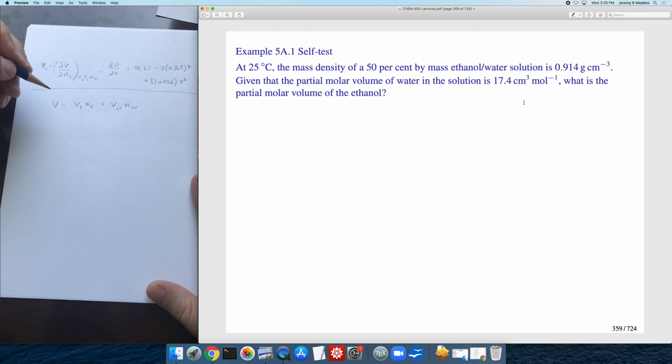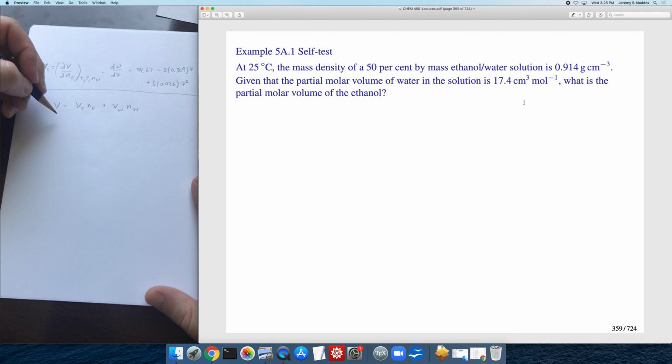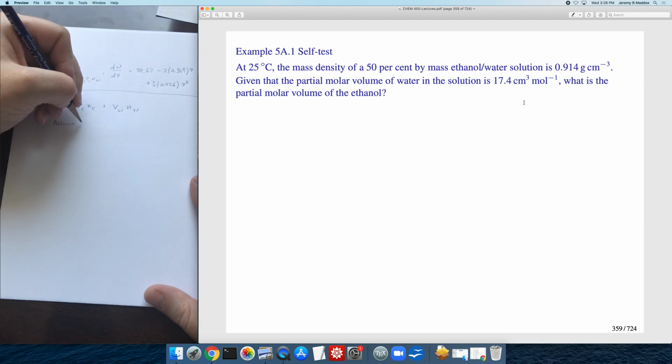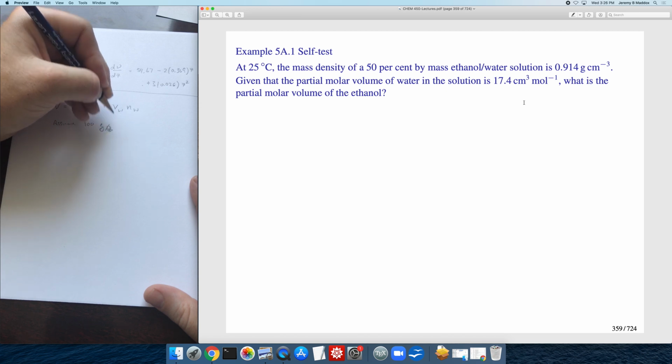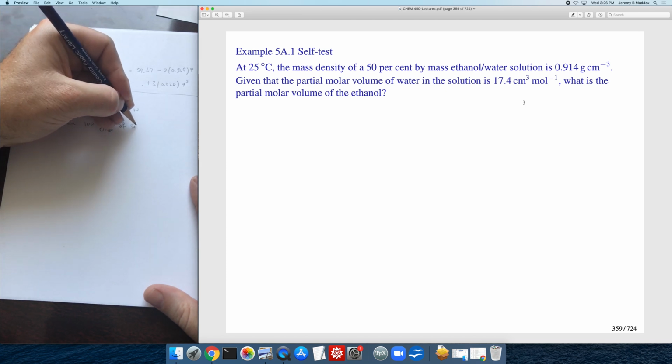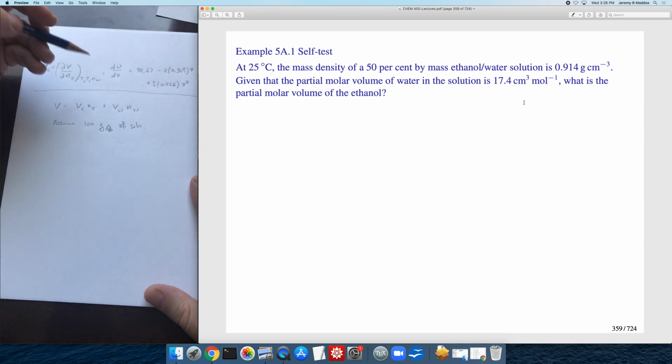So what we need to do is make an assumption here, and you do this all of the time when you're working with solutions and concentrations. Since this solution is 50% by mass ethanol and water, let's assume, for simplicity, 100 grams of solution. That does two things for us. First, it allows us to calculate the volume of the solution. Because we know the density, we can calculate V.